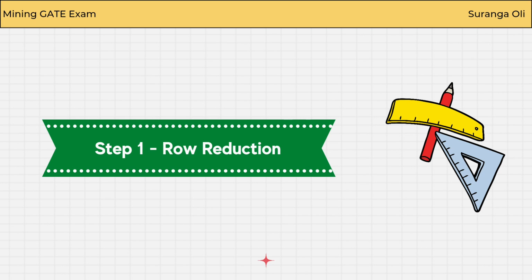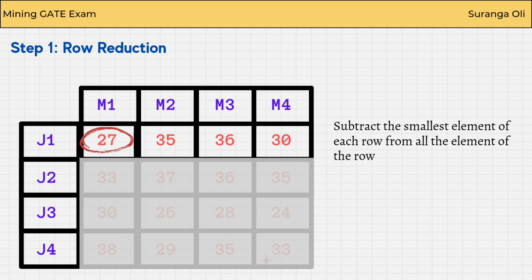First, let us see step 1, row reduction. In this step, we have to subtract the smallest element of each row from all the elements of the row. First, let us take row 1. When you see the values in row 1, the value 27 is the lowest. So, we have to subtract 27 from all the values of row 1. On subtracting, we get the values 0, 8, 9 and 3.